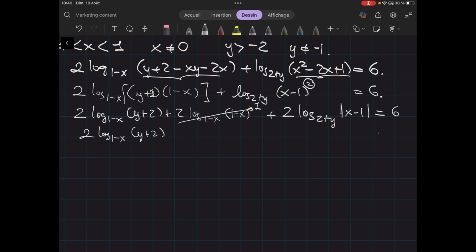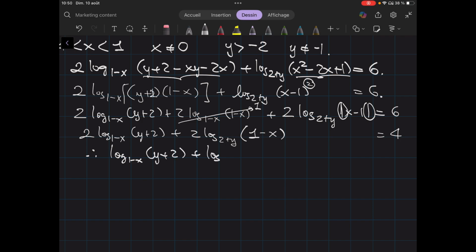I'm going to bring that 2 to the other side. The absolute value of x minus 1 can be x minus 1 or 1 minus x. However, x is less than 1. If x is less than 1, then x minus 1 is less than 0. So when breaking the absolute value sign, you actually get 1 minus x. And therefore, you arrive at the first equation that I asked you to prove.